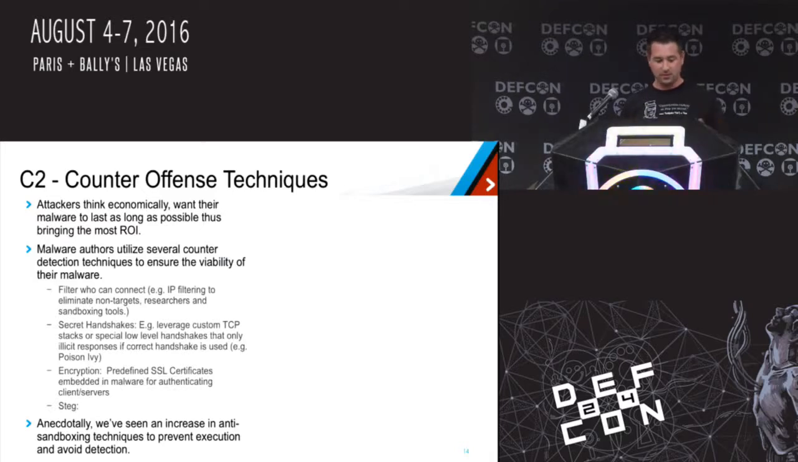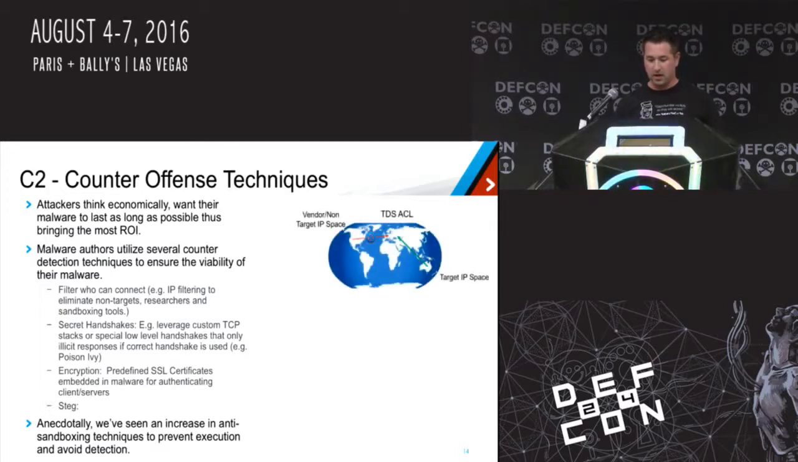So let's talk about another set. Besides just trying to hide, what are attackers trying to do to ensure that their command and control channels are not compromised? There's a number of different counteroffensive techniques that they're taking. One technique is to actually filter who can connect back. And this is used in other cases too. It may be used not just for C2, but in the case of actual malware infections, right?